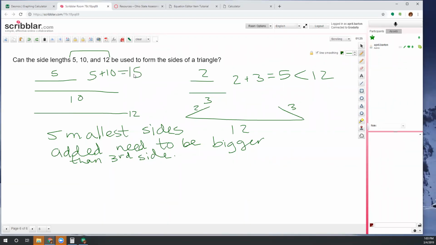And then we compare it to the third side. The third number we haven't used is the 12. So is 15 bigger than 12 or is it smaller than 12? It's bigger. So since it's bigger, that will end up connecting. When we put the 5 on one side of the 12 and the 10 on the other, they're long enough to reach each other. They're going to actually touch and not have a blank spot. Okay.